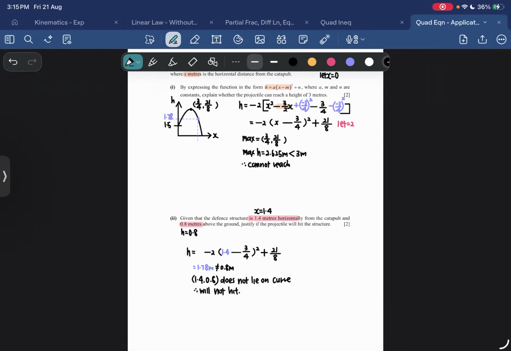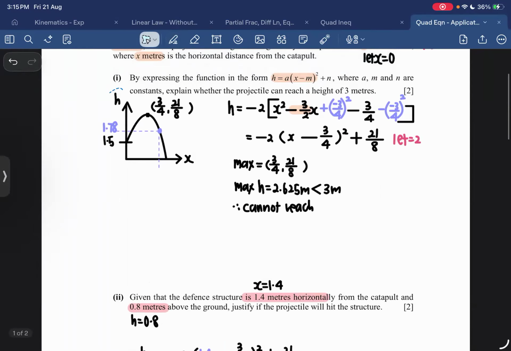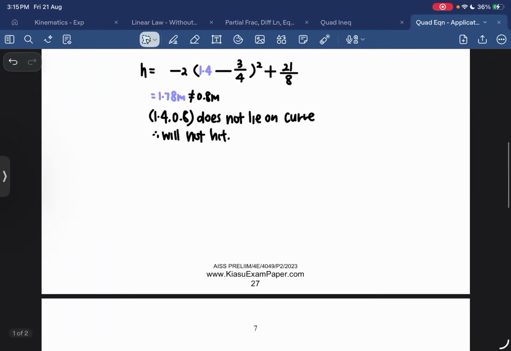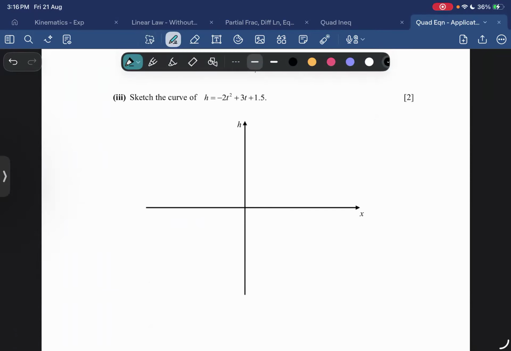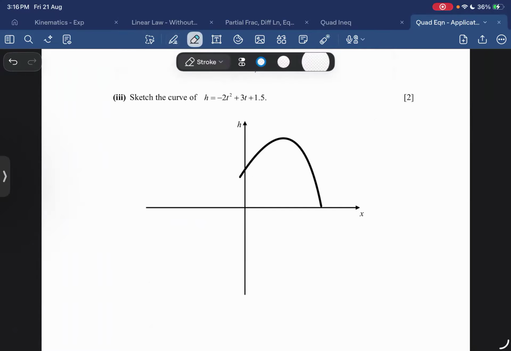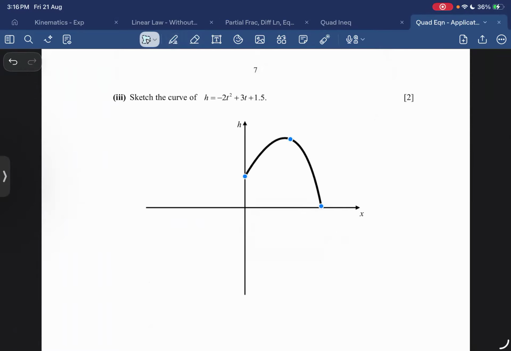The last part, part 3, they just want us to sketch. So if they want us to sketch, it's just this whole thing. They need me to sketch properly. So I make sure I can see from here, this is my 1.5. So you go up and then come down. And then I know this part is the highest.